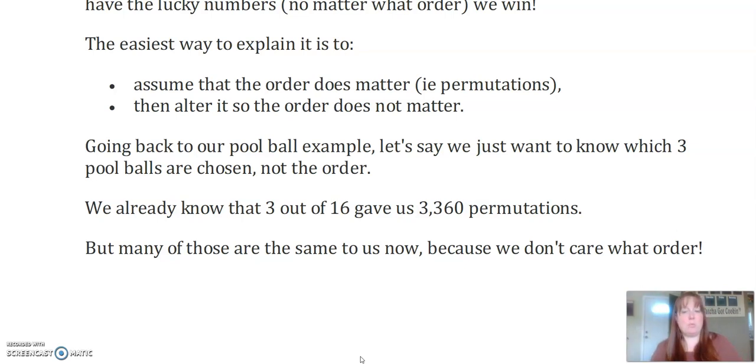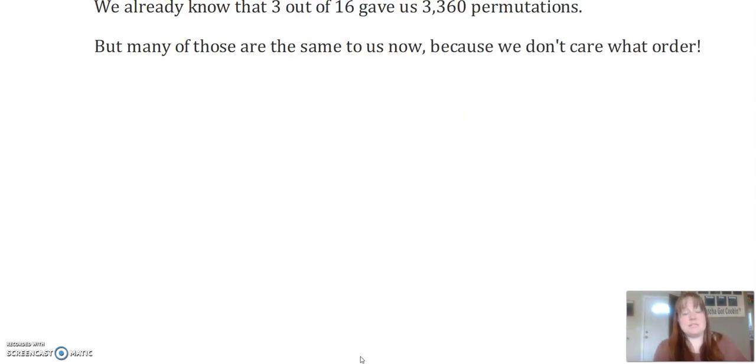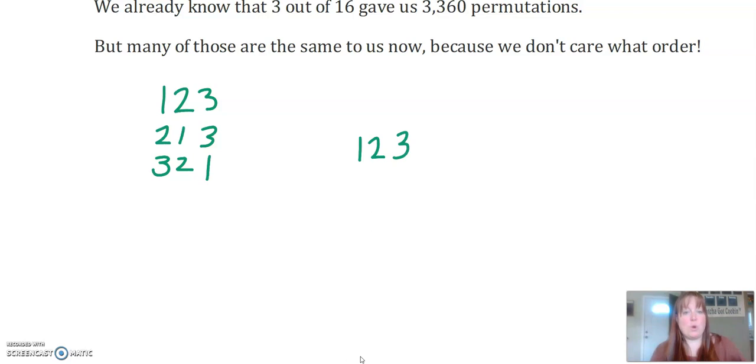For example, in our pool ball example, we had the permutations. There are 3,360 permutations that could be formed out of those 16 pool balls. But we know that if we pick out ball number 1, 2, 3, in permutations, that's different than if we pick out ball 2, 1, 3 or 3, 2, 1. Those are all different permutations. In combinations, if I pick out 1, 2, and 3, it doesn't matter what order I picked them out in, they're all the same, okay?